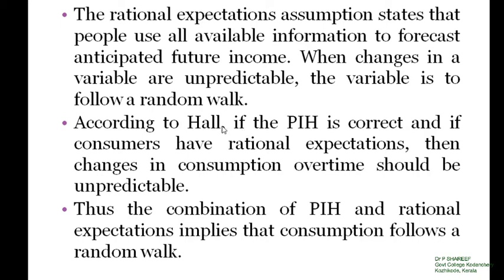According to Robert Hall, if the permanent income hypothesis is correct and if consumers have rational expectations, then change in consumption over time should be unpredictable. Thus, the combination of permanent income hypothesis and rational expectations implies that consumption follows a random walk.